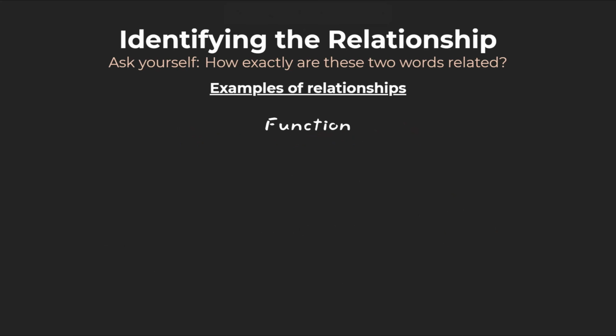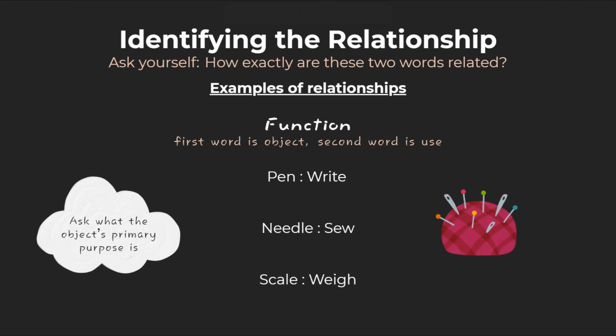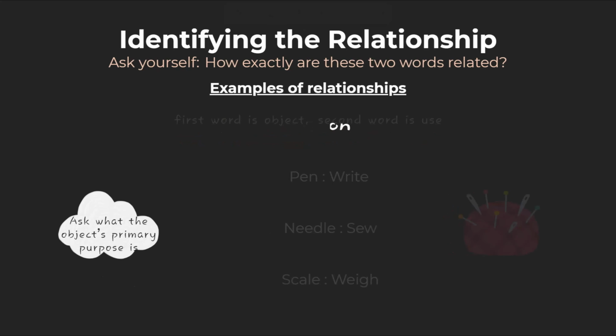Function. In a function relationship, the first word is an object and the second word describes what that object is used to do. For example, pen is to write, needle is to sew, or scale is to weigh. A useful way to think about this relationship is to ask what's the object's primary purpose. The second word should describe what the object is meant to do, not what happens to it or anything else.